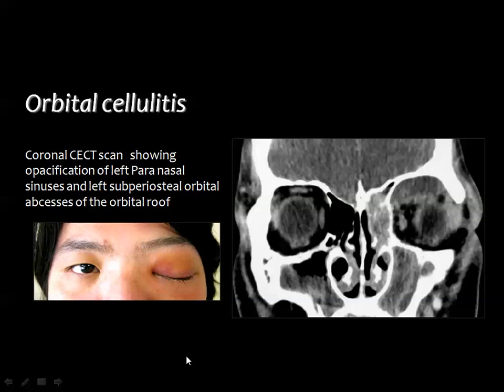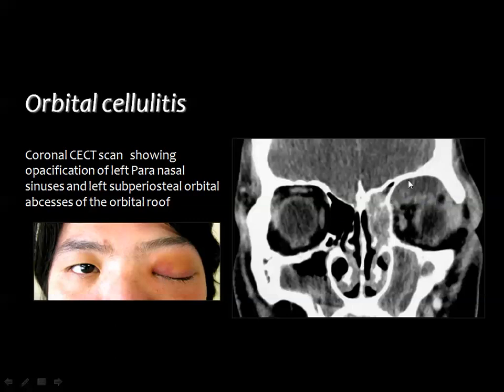You remember whenever we discussed the issue of orbital cellulitis, we said that this is frequently a complication of sinusitis, especially ethmoidal sinusitis, since the inflammatory process can gain access into the orbital cavity. And one of the frequent complications is the development of what is known as subperiosteal abscess. And this is an example.